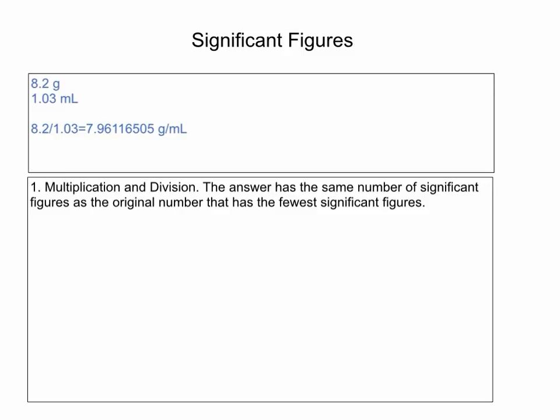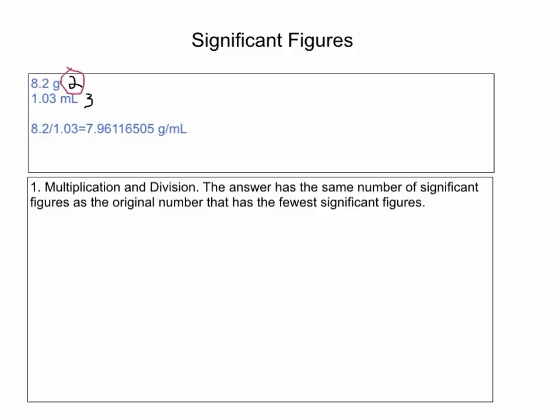So let's look at our original example problem. Since we did division, it would fall under this rule number 1. We have our first number in the calculation, 8.2 grams, which as we said has two significant figures. While our volume, 1.03, because the 0 is sandwiched between two non-zero numbers, has three significant figures. Now we look and see, well, which one has the fewest? Well, 2 is smaller than 3, so we're going to use 2 as the number of significant figures in our answer.